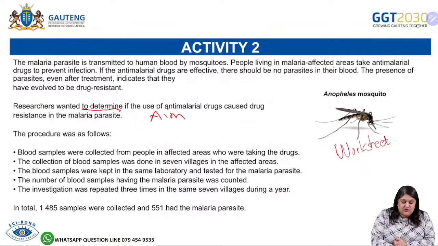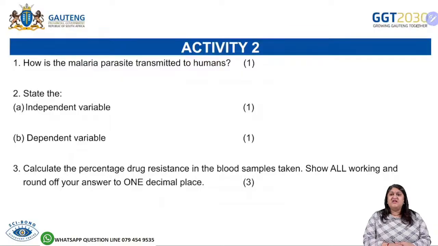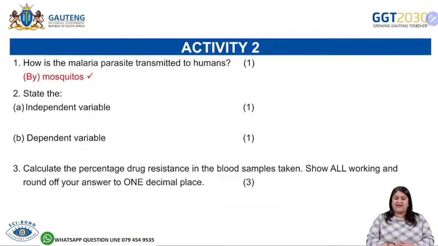Okay? When we are talking about the sample size and how the sample was done, we are talking about a sample size over there. Okay? And they're giving us some other information. But let's first look at what they're going to be asking us, and then we can come back to this. So firstly, from the paragraph, you need to explain to us how is the malaria parasite transmitted to humans and how is it done? Because of what? Because of the mosquitoes. Yes, the mosquitoes are the ones that are transmitting it to the human blood.